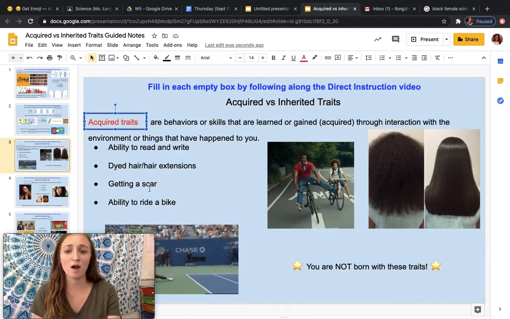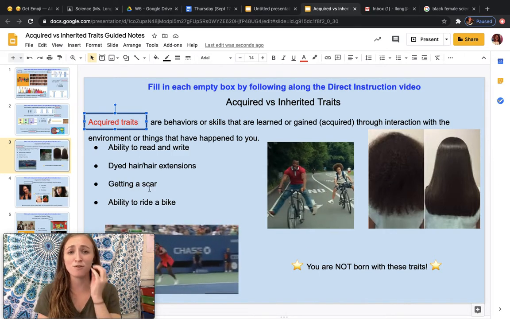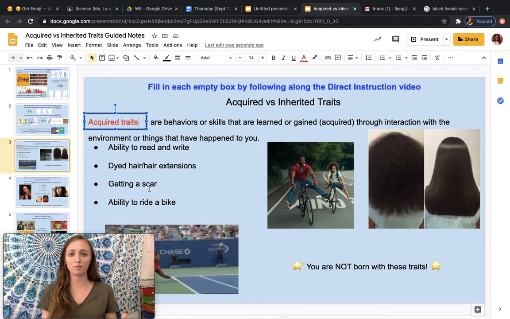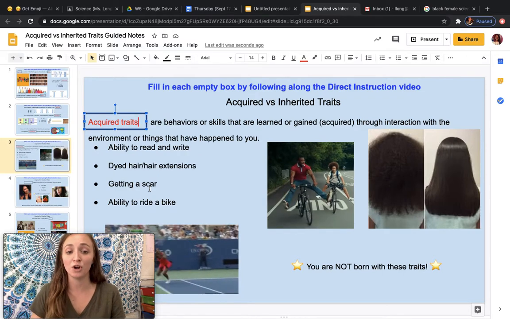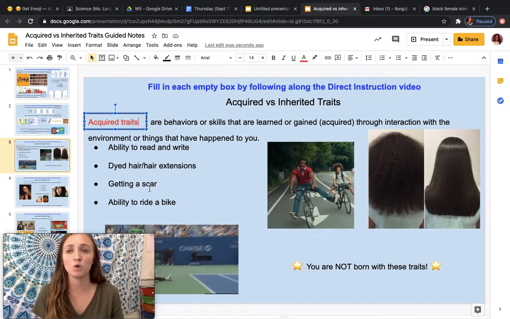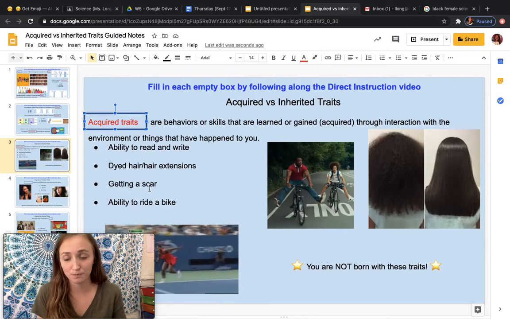Same thing with if you have a scar, you're not born with a scar. If you learn to ride a bike, you didn't come out of your mother's womb knowing how to ride a bike, right? So acquired traits are things that you are not born with. They're not something that you were born knowing how to do.